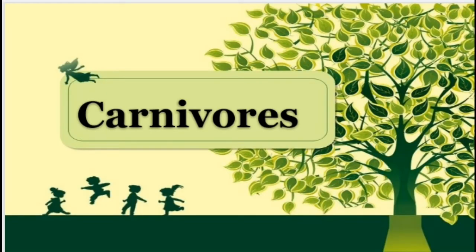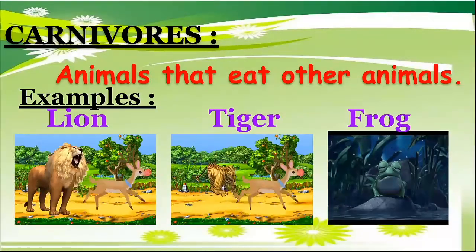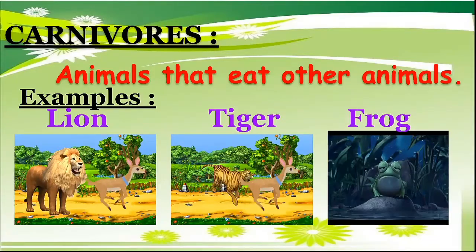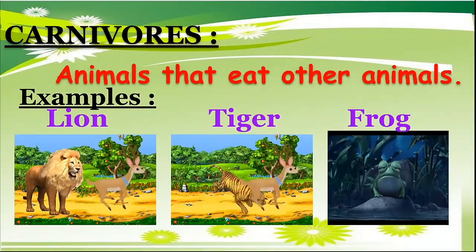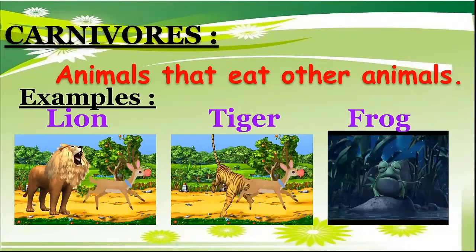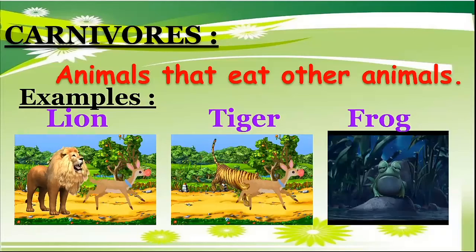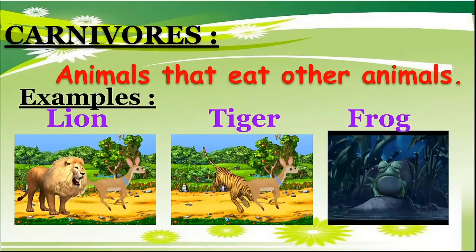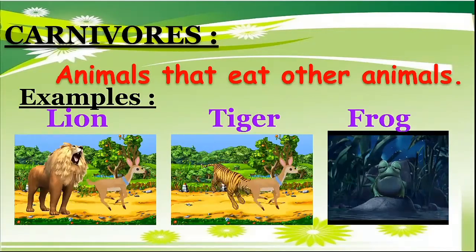Next, carnivores. Animals that eat other animals are called carnivores. For example, lion, tiger and frog. So these are the examples of carnivores.